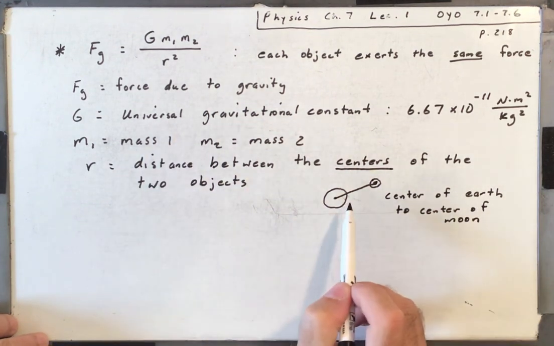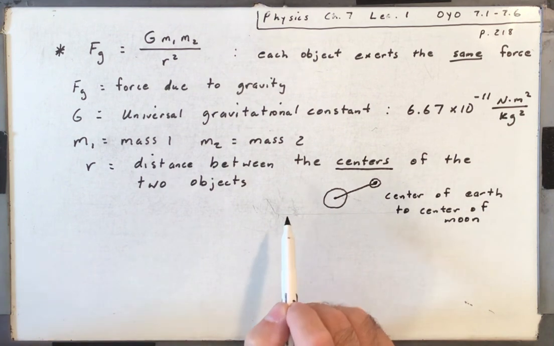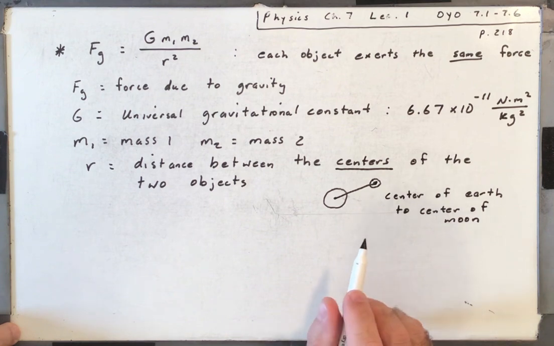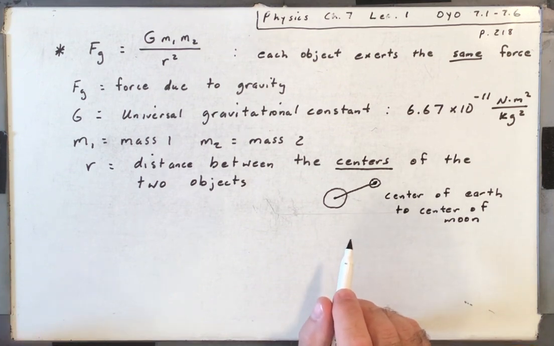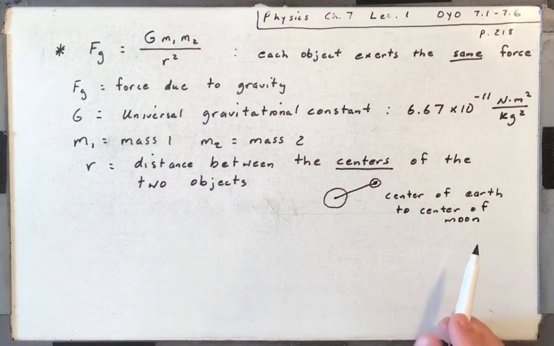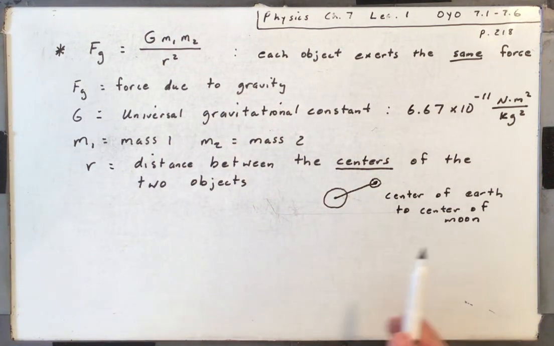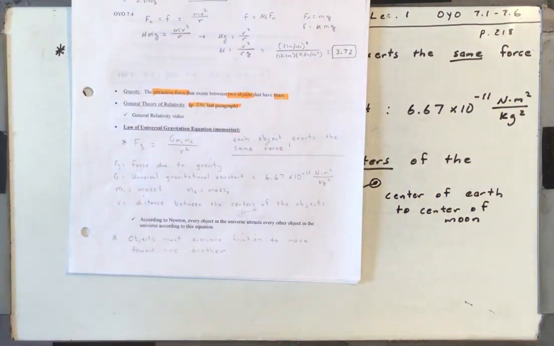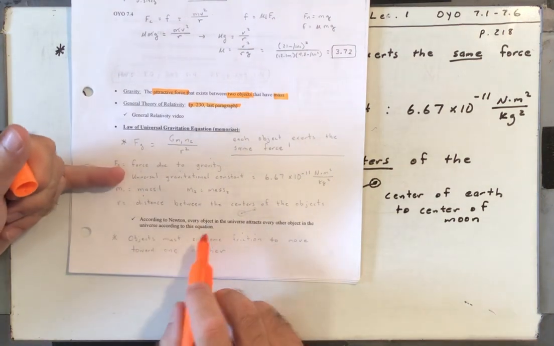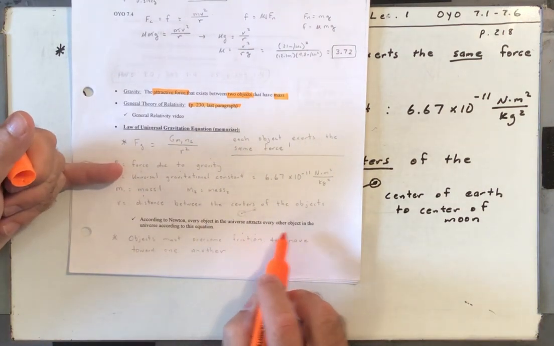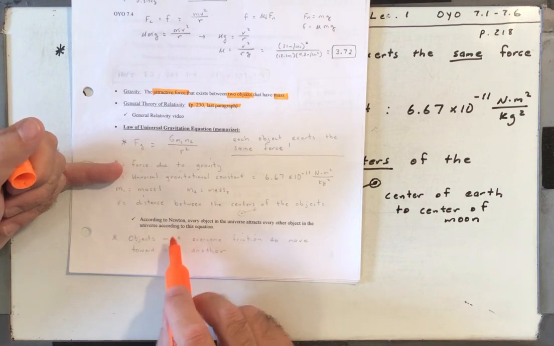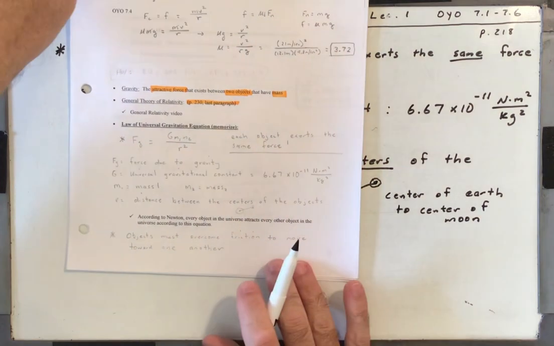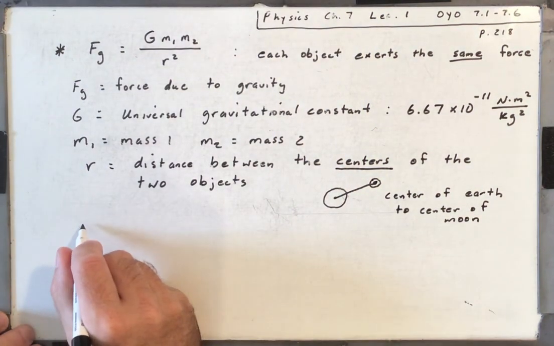Now this assumes that the orbit is completely circular, which in general it is not exactly that. In a lot of cases it's very close, so we can solve problems. But it assumes a perfect circular motion. All right, and according to Newton, so this is on page 2, we're near the end of page 2. According to Newton, every object in the universe attracts every other object in the universe according to this equation.